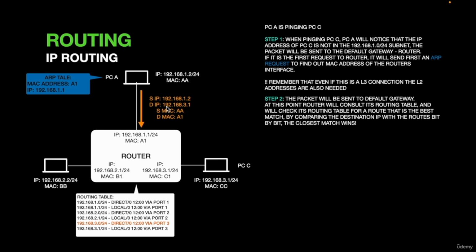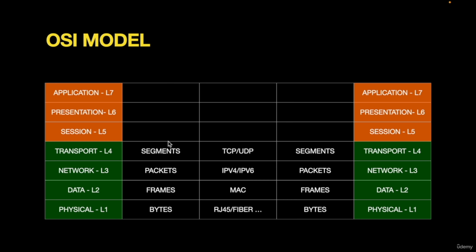It will have a source address of itself and the destination IP of PCC. Also, we are talking about routing, but layer 2 is also present here. What I want to say is that when data leaves a device, it will go through all 7 layers from top to bottom. And when data enters a device, it will go through all 7 layers from bottom to top.